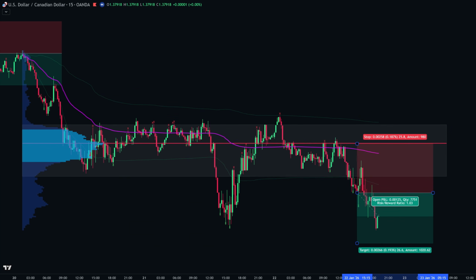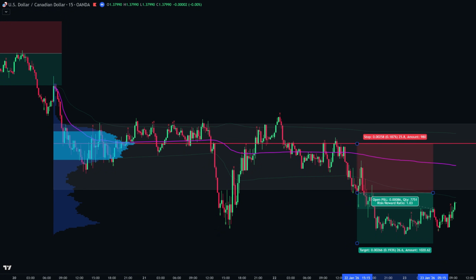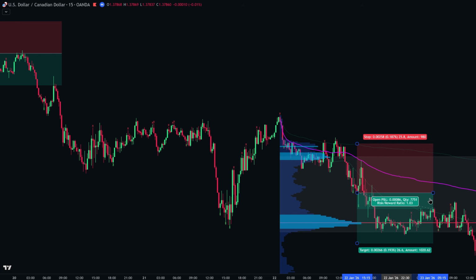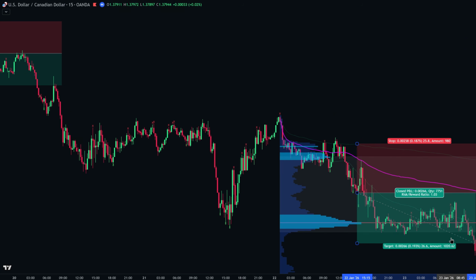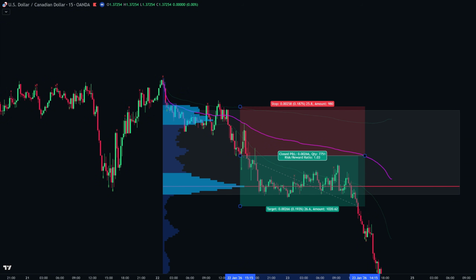If we allow this trade to run and remain patient, we can see that price continues to move downward with momentum. Eventually, price reaches our take profit target cleanly. Target hit. Now let's continue scanning the chart for another possible trade setup.